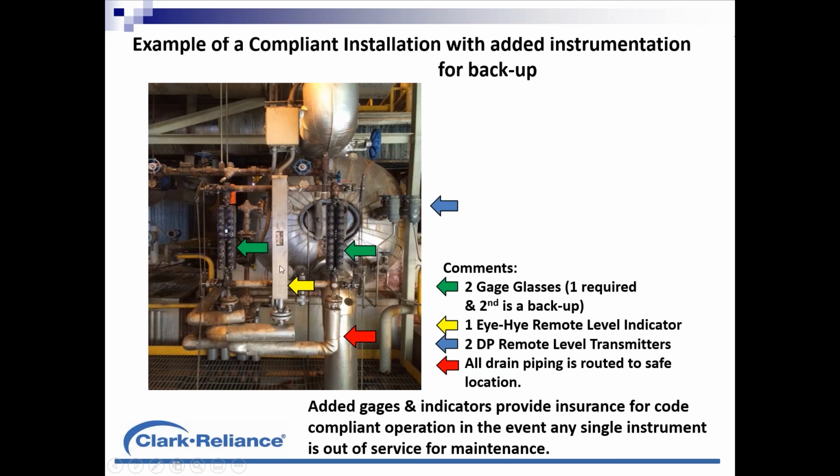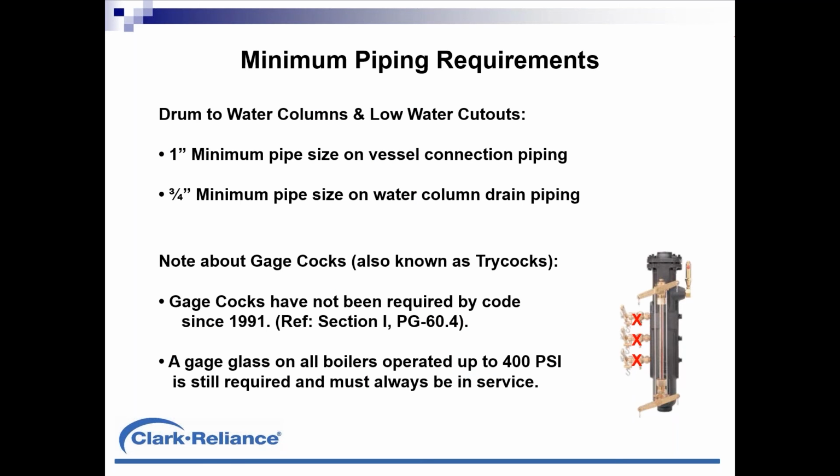They have the conductivity probe device and 2 differential pressure transmitters here, so they've got a total of 3 remote level indicators. If any one of those 3 is out of service for maintenance, they're still in compliance and can still operate that boiler within compliance of the code.